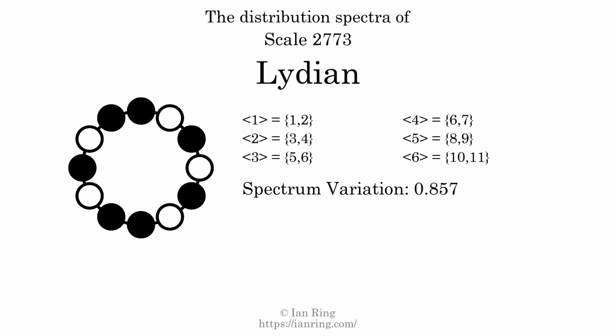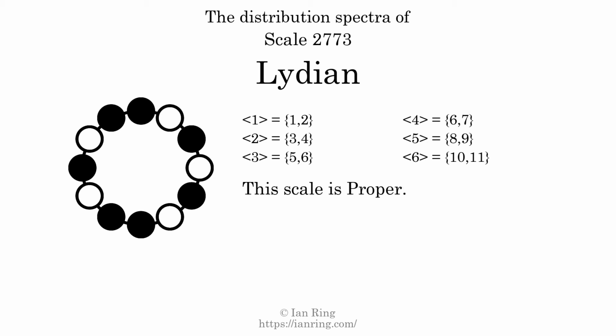Since the variation is greater than 0, this indicates that the scale is not perfectly even. The highest spectrum width is 1. Since it is less than or equal to 1, that means this scale is maximally even. If every spectrum has exactly 2 specific intervals, we call that the Myhill property. All of these spectra have exactly 2 sizes, so this scale has the Myhill property.